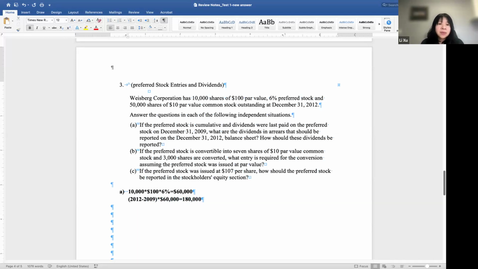So how is it going to be reported? It's not a liability, but you do have to write in the notes that we owe preferred stock shareholders 180,000. Okay.